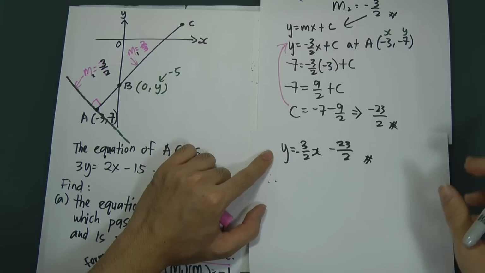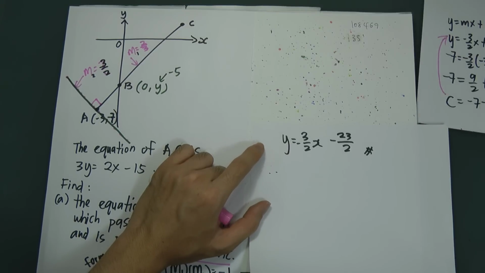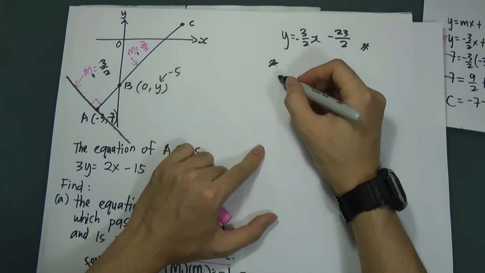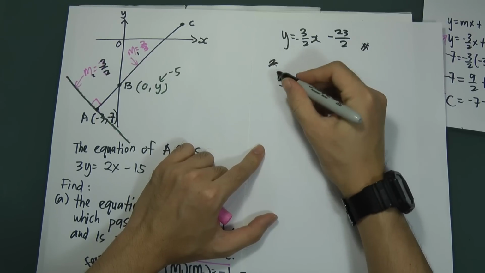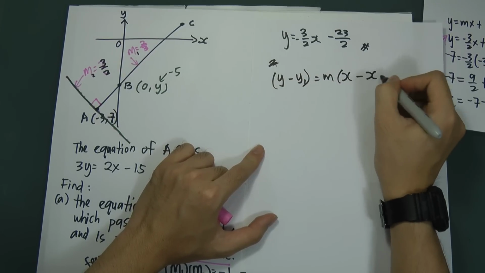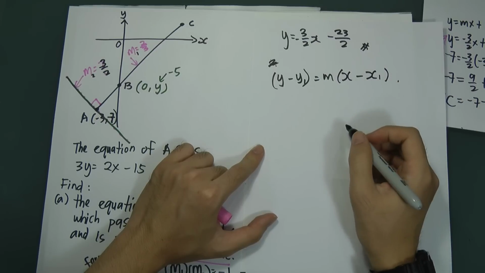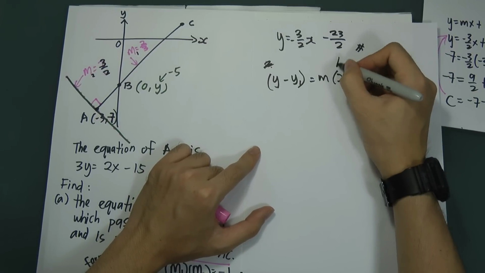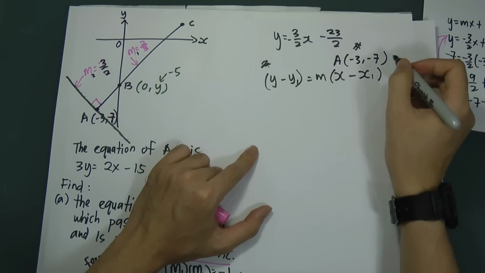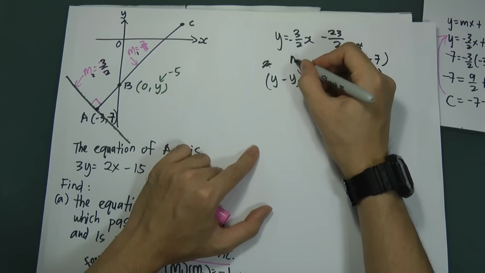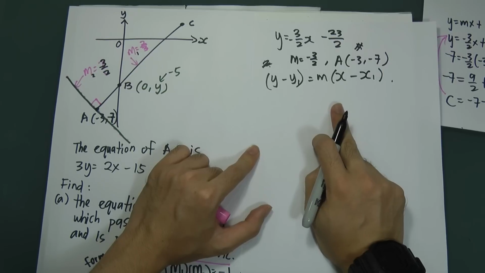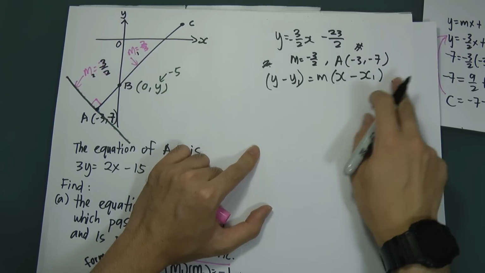Okay, I said we have two methods. We can use another formula as well. That formula is y minus y1 equals m times x minus x1. Just now we got the coordinate A, right? A equals negative 3, negative 7. And then we got m, right? m equals negative 3 over 2. Just substitute everything into this equation.